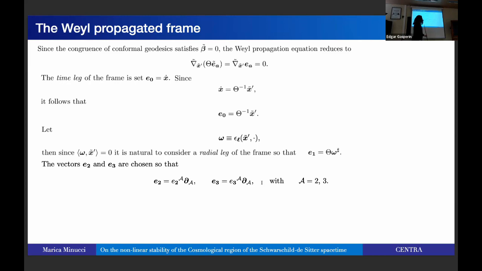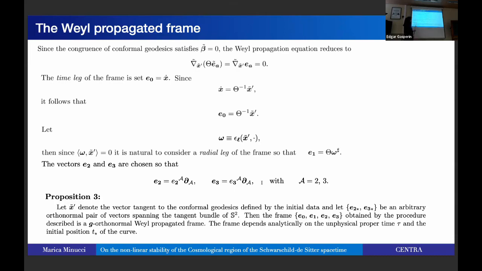In this particular case, one can show that if you give E2 and E3 on an initial hypersurface, one can map them to a set of vectors E2 and E3 on the conformal manifold that we are considering by extending the E2 and E3 star, the ones that you prescribe on the initial hypersurface, along the conformal geodesic. So you transport them along the conformal geodesic. And so one has in this case another proposition that summarizes that we can construct a frame which is also Weyl propagated, and this frame also depends on the physical proper time and the initial position of the curve star.